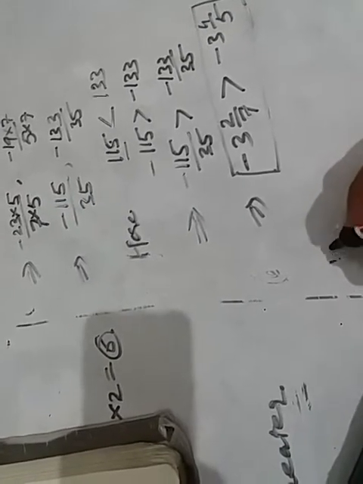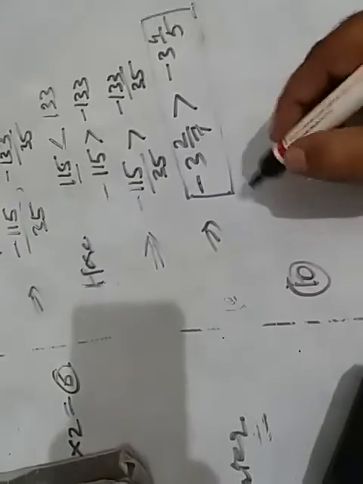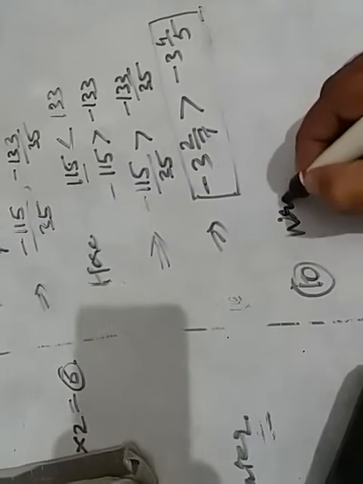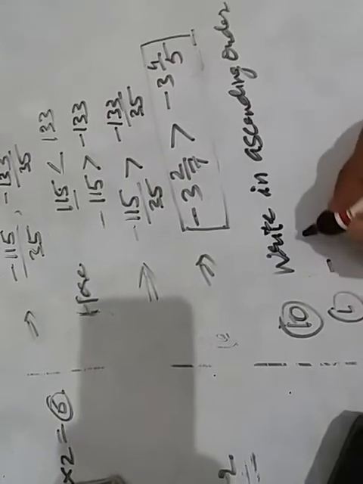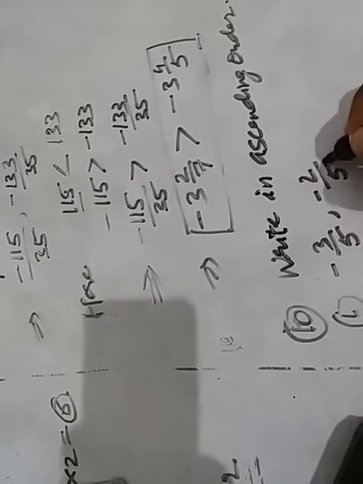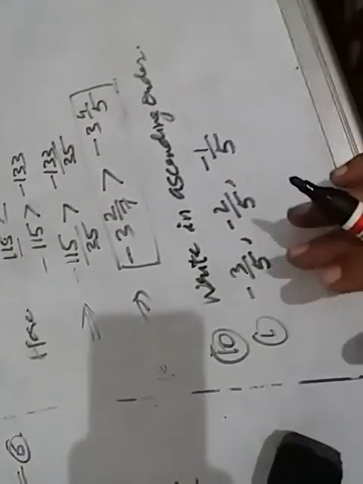That is your sixth question, question number 10. Write in ascending order. Let us see the first part. Here there is no problem, this is simple: minus 3 upon 5, minus 2 upon 5, and minus 1 upon 5. Okay children, here there is no problem because this is very simple. How will you solve it?